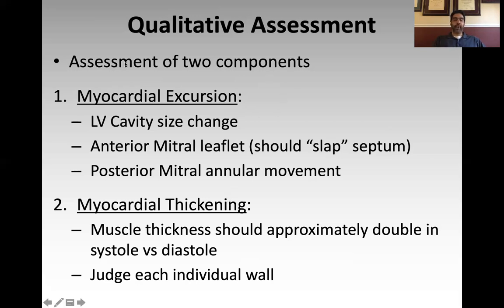So to look at myocardial excursion, there's really 3 parameters that we can look at on the basic assessment side. One is looking at the relative change in LV cavity size. In general, the LV cavity size in systole should be about half the size as it is in diastole. Okay, so cavity size change. The second thing you look at is excursion of the anterior mitral leaflet. In diastole, the anterior leaflet of the mitral valve should look like it's slapping the septum as it opens.